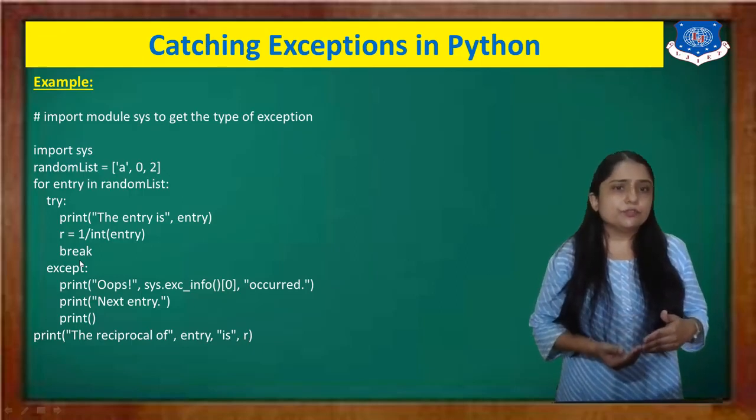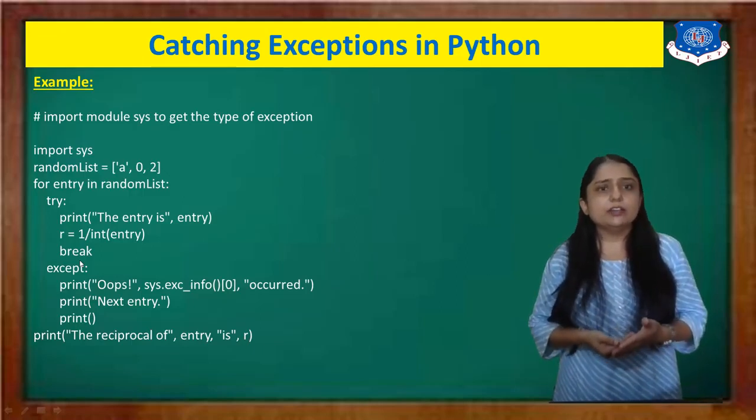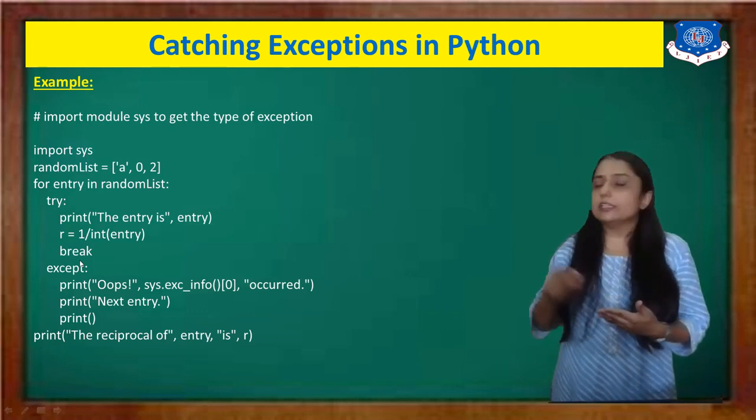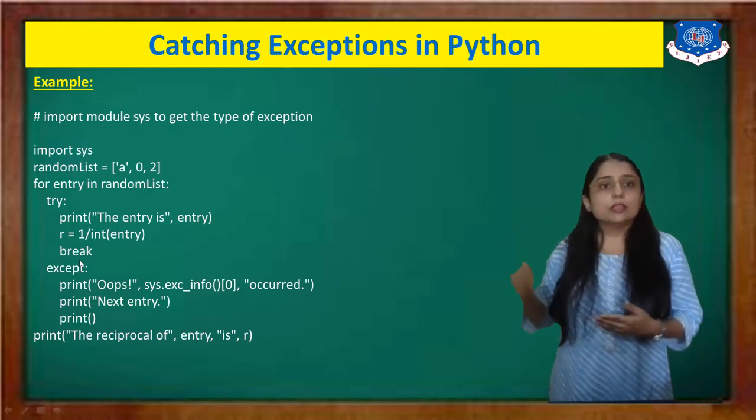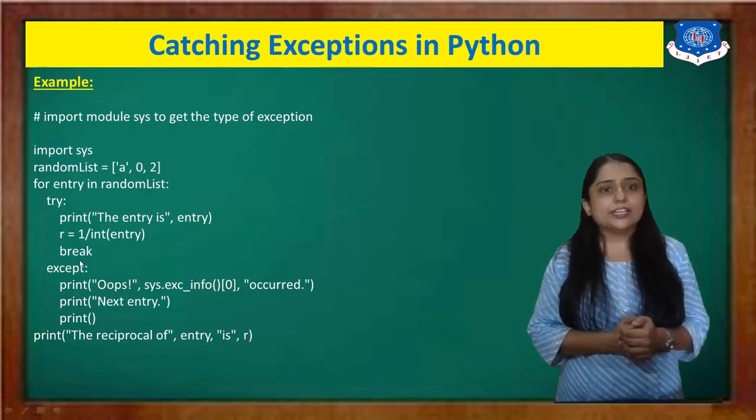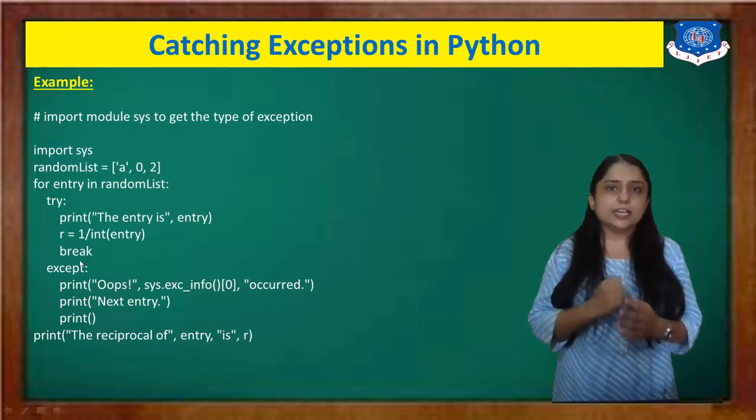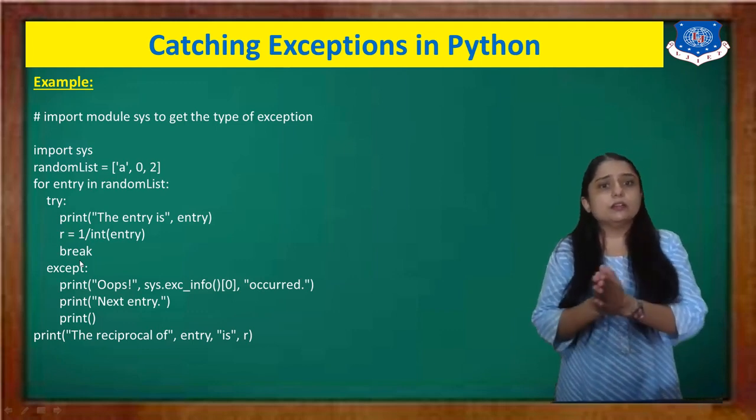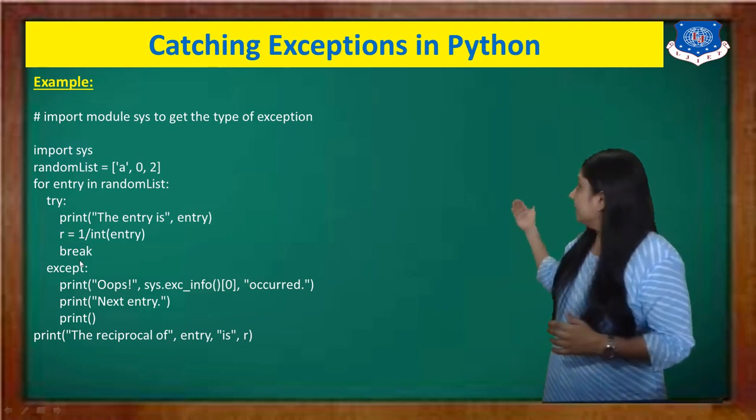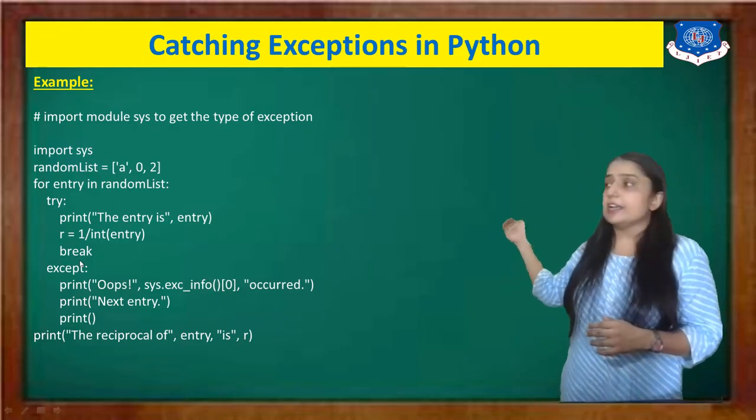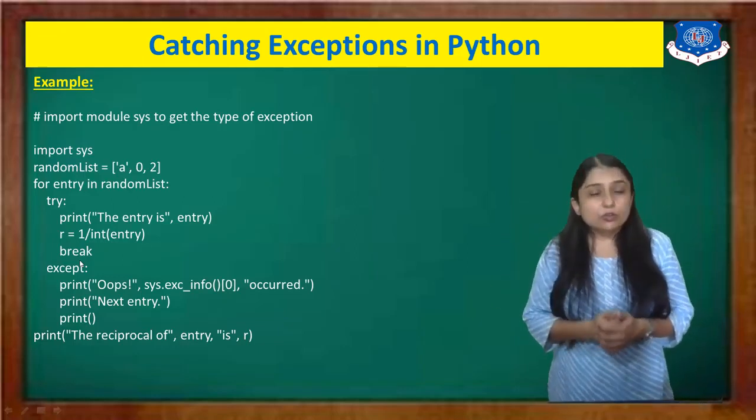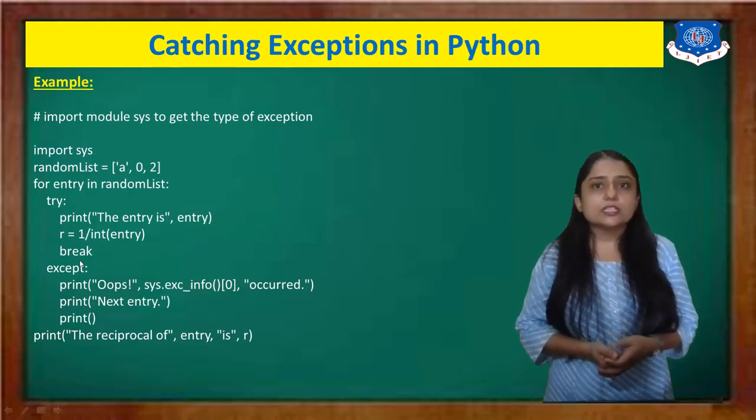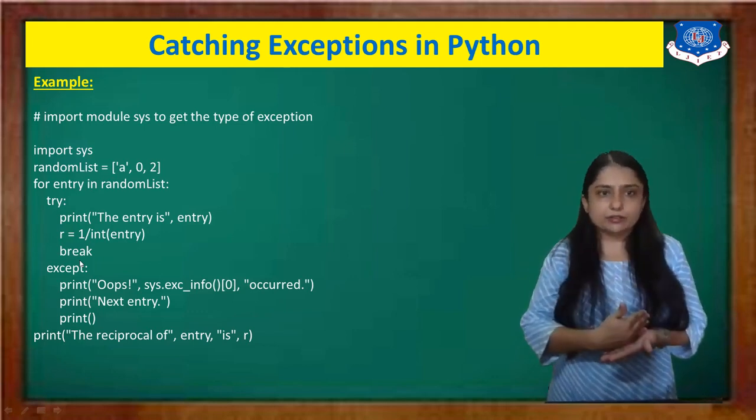And then I'll just use the for command, that is for entry in random list. So one by one it will take the values in the random list. Then first, print the entry is. First, I'll just consider a. Keep in mind, my first element is a. So first it will print a, then r equal to 1 divided by int of entry. Can you convert the a into an integer? Is it possible? Then definitely your answer is no. Then it's a break.